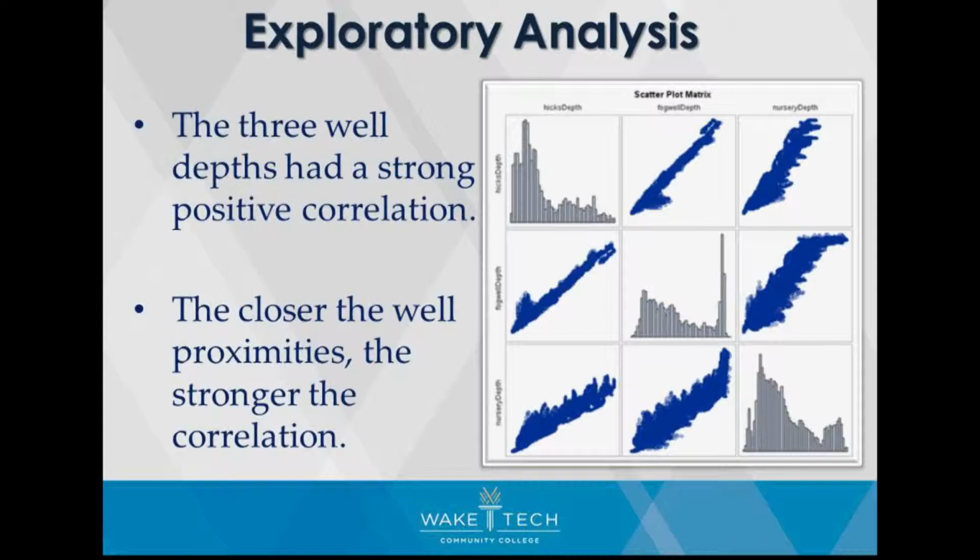Right here, it was a 0.9896 correlation strength, which is really, really strong. It was almost one-to-one. So if our well went up one foot, their well went up one foot. The nursery was a little bit farther away, about a quarter of a mile, as I said, but that one was still a 0.9479. So it's still like a 95% correlation across a quarter of a mile. It was interesting to see that the closer the well proximity is, the stronger the correlation.